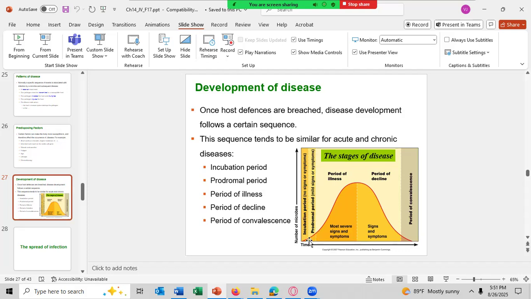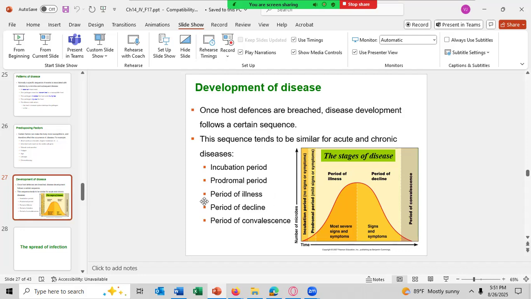The next stage is called the prodromal period. This is when you have signs and symptoms of disease, but they are mild. They're first getting established. Like when you first ask yourself, am I getting a sore throat? And you have to think about it. And then you say, yeah, I've got a slight sore throat. That's the prodromal period, where the signs and symptoms are present, but they're mild.